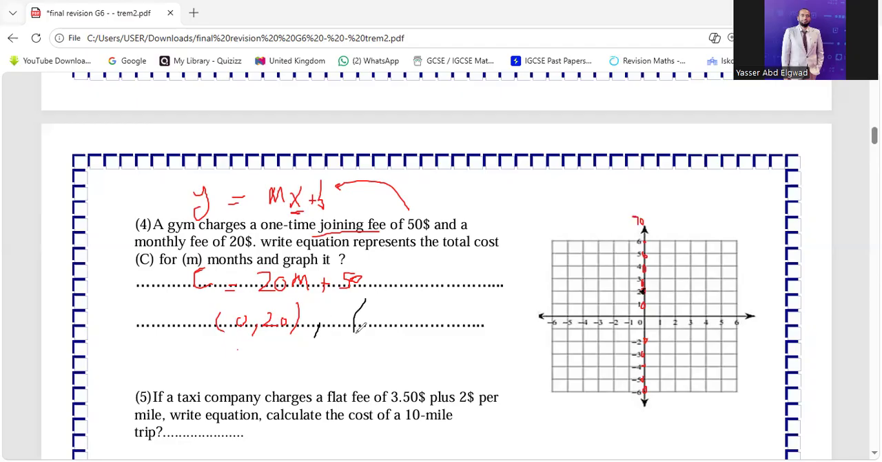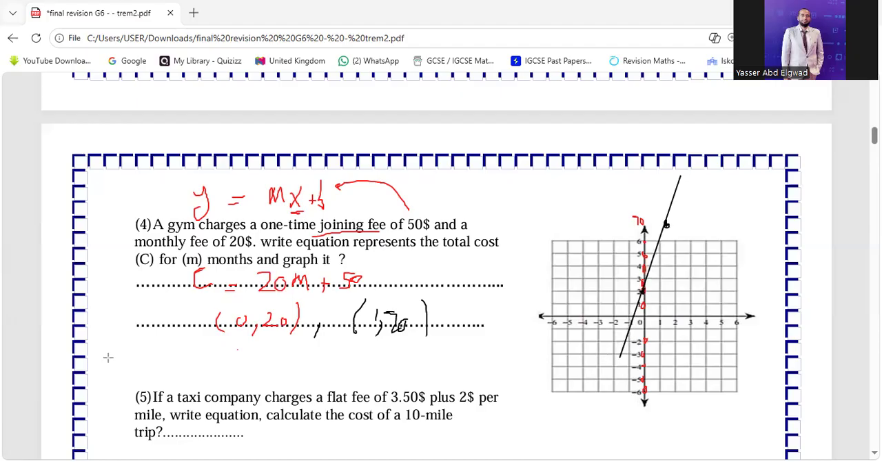The next one. If you put 20 multiplied by 1 month, 20 multiplied by 1, 20 plus 50, 70. So 1 and 70. If you join the club for 1 month, we will pay $70. Here is 1 and 70. Just join them like this. And so on, we can do many points, as we said before. Here is not accurate. Here is the graph.